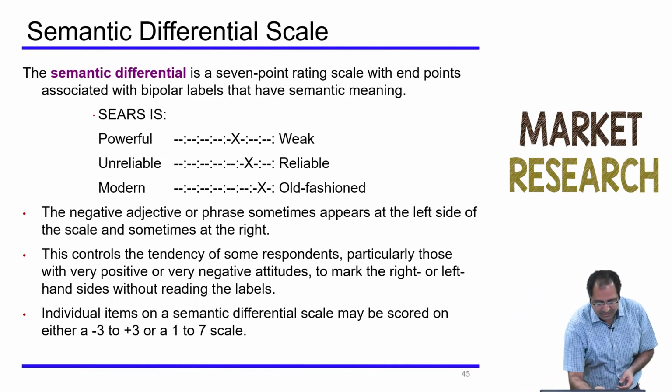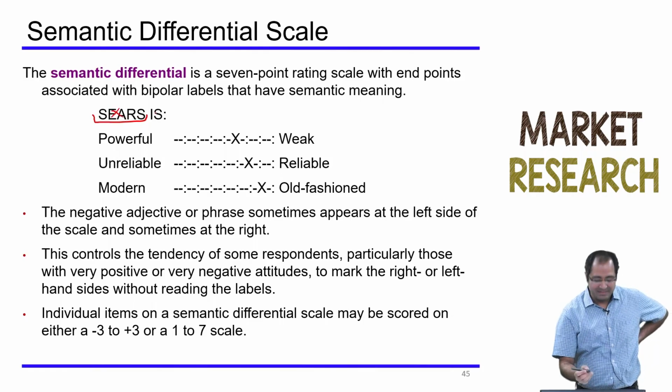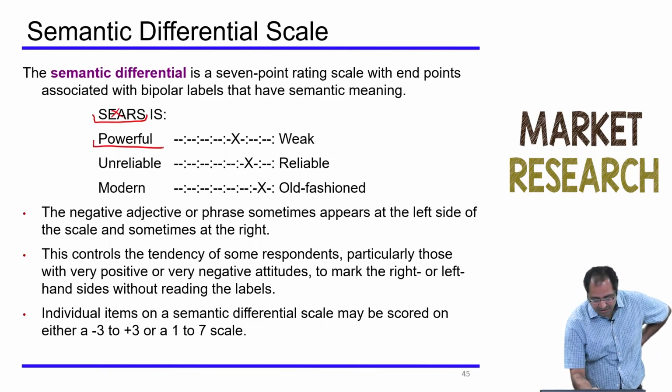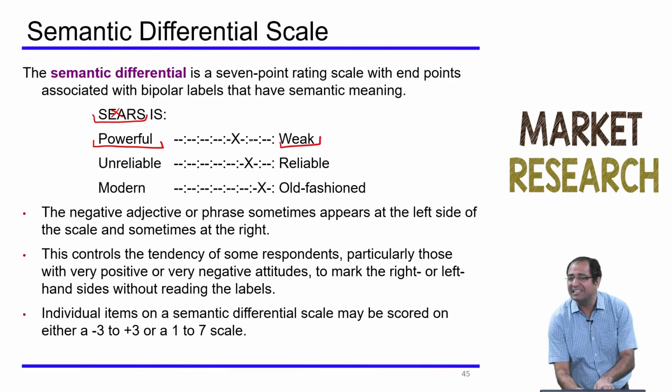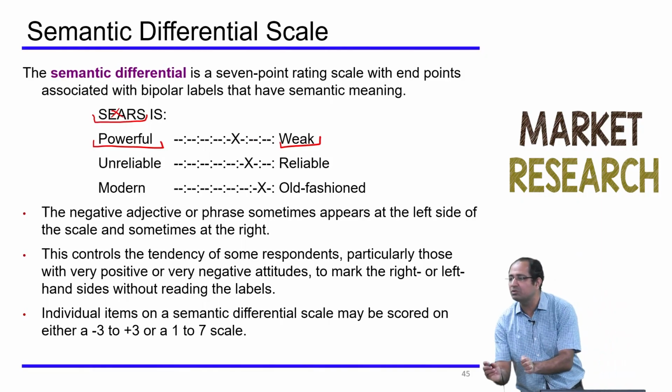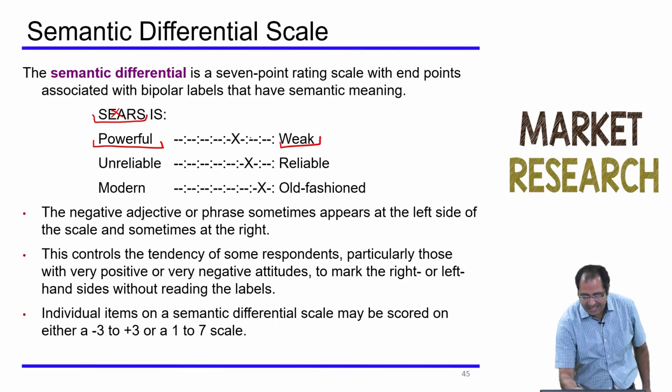So, for example, this is about Sears. Let's say they are talking about Nilgiris. Nilgiris is powerful, weak. So there is a continuum. The respondents need to mark closely to the descriptor they feel represents that particular characteristic of the product. So Nilgiris is powerful or weak. If you feel it is weak, then you will answer close to weak. Unreliable, reliable.